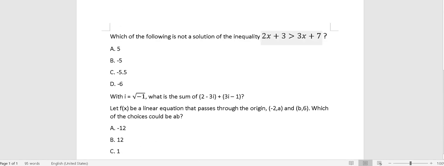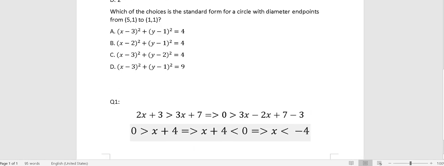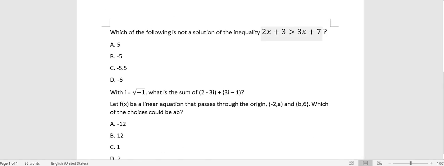So we need to look here. Which is not a solution? Which of these does not belong to this? x is smaller than -4. We see 5 is a positive integer which is not smaller than -4, so A is correct.